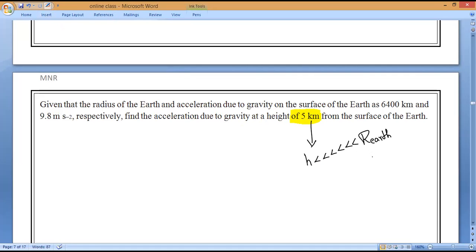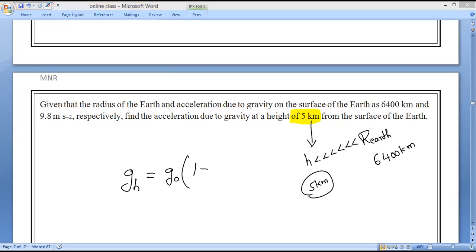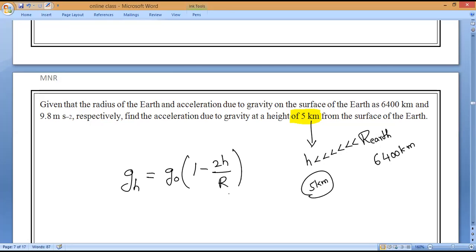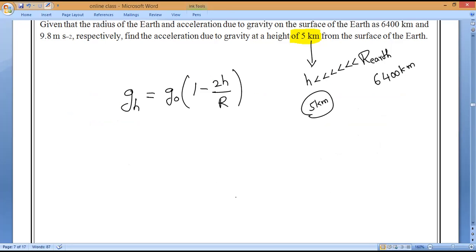Yes, sir. The radius of the earth is 6400 kilometers. Now the height is just 5 kilometers I traveled. So it is very, very small. So in this case, which formula do I have to use? g_h is equal to g naught into 1 minus 2h by R. Let me see who will solve first and tell me the answer.